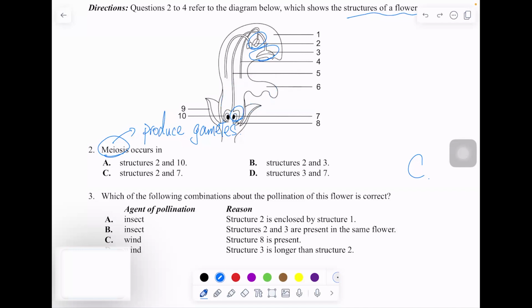At the same time, we can see the petals, the yellow part. The petals enclose the stigma and also the anther. This would also be evidence indicating that it is a type of insect pollination. So by looking at the reason, A would be the more suitable explanation for why it is insect pollination for these flowers.